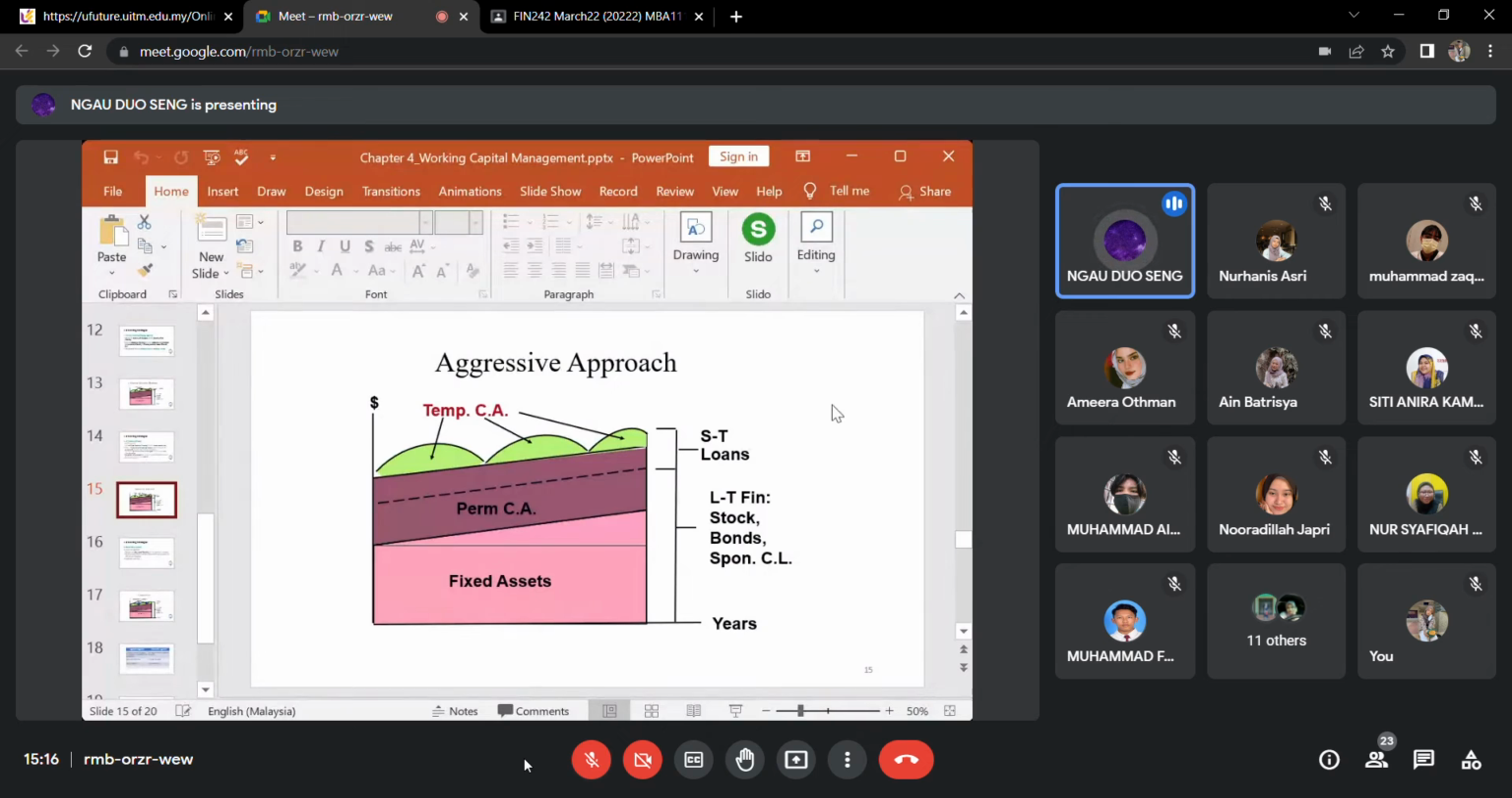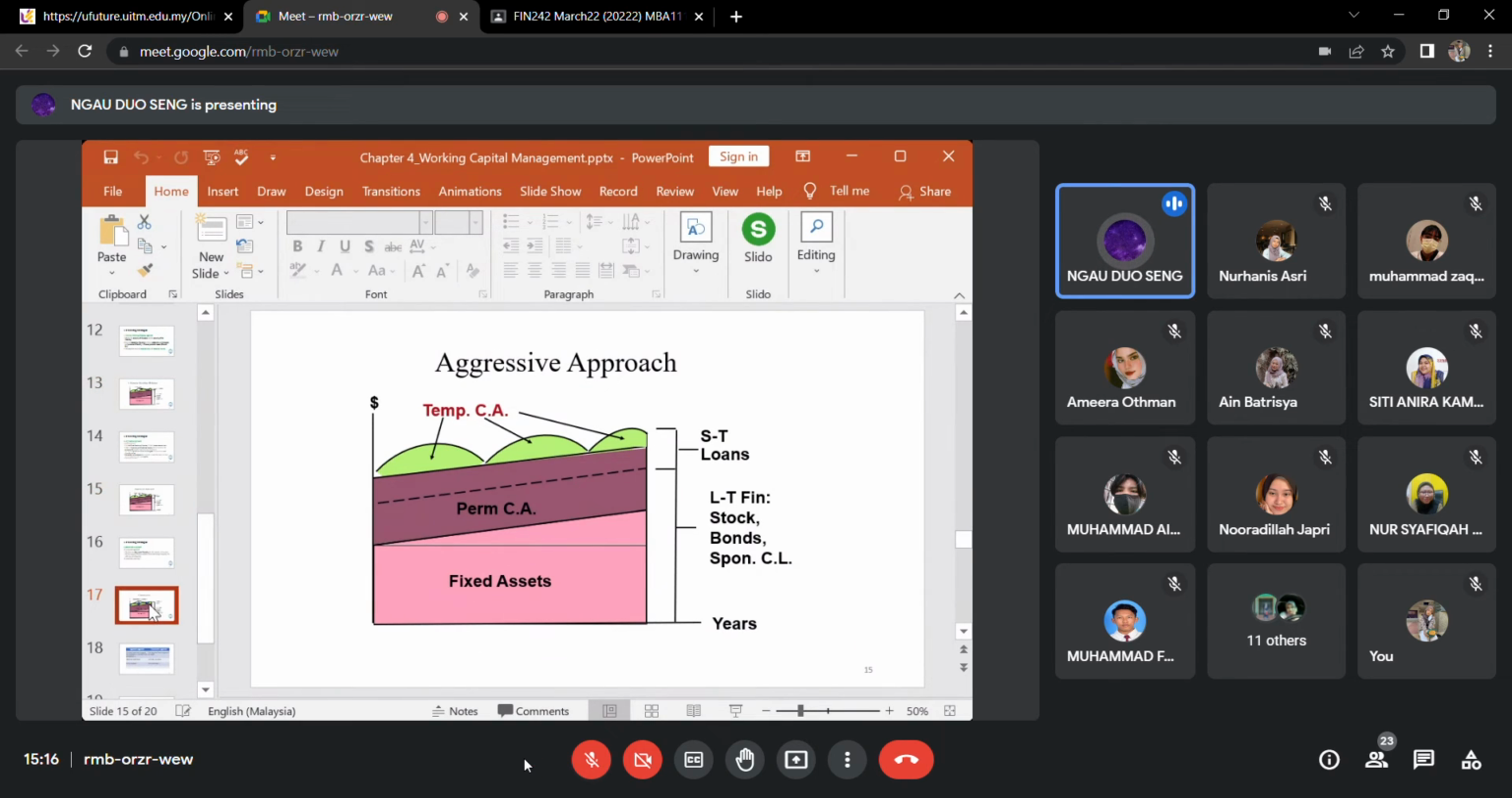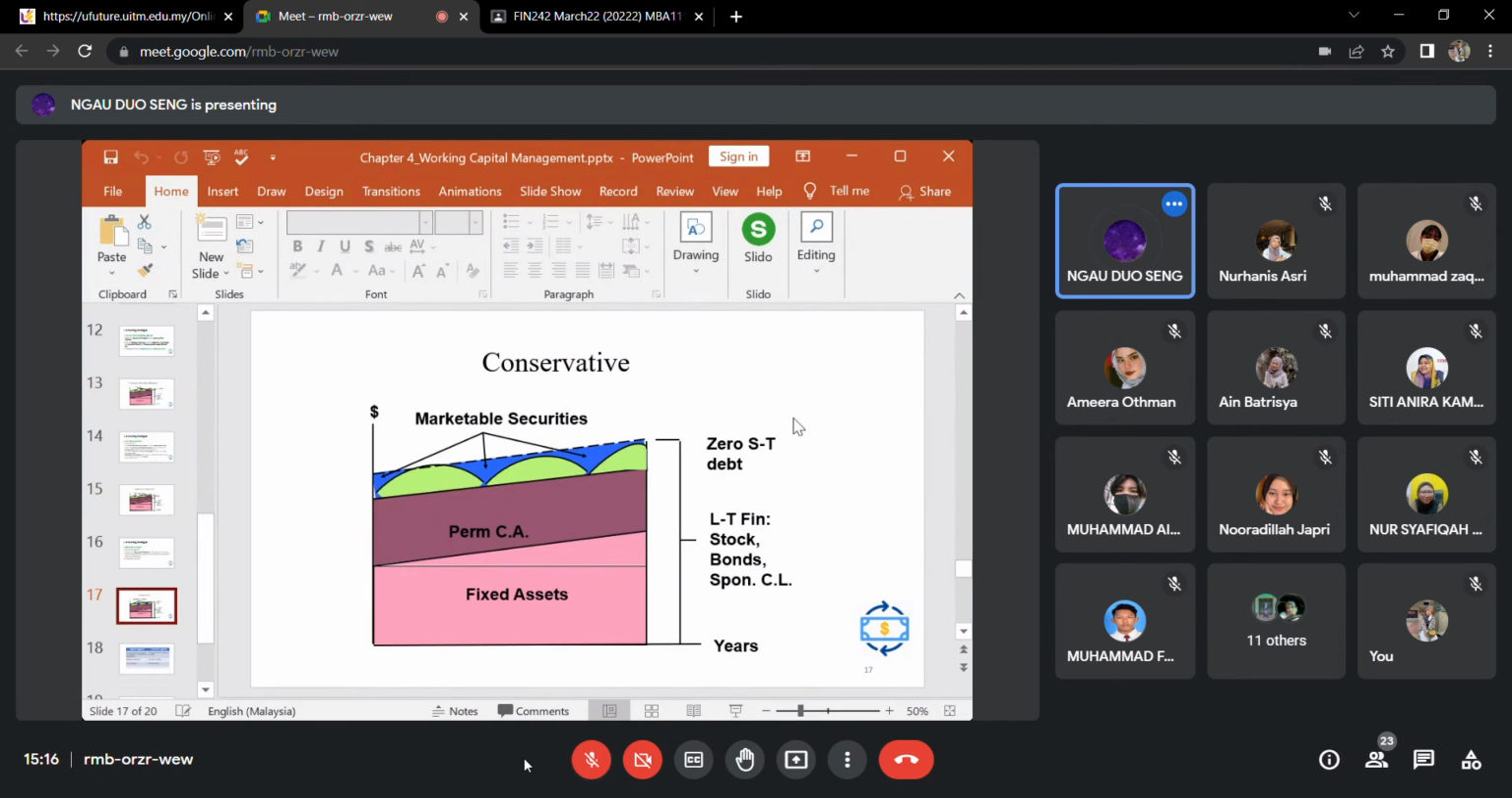After you draw a diagram, you need to explain di kat bawah what is regarding this diagram. Okay. And then another one is they have asked you to differentiate between aggressive dengan konservatif. Konservatif pun sama lah, you need to draw, right? Sama. And then they ask you to differentiate. So apa perbezaan antara aggressive and konservatif?